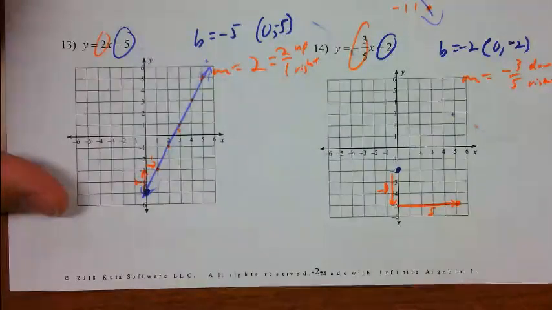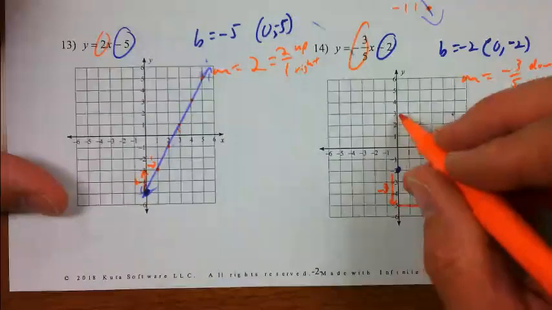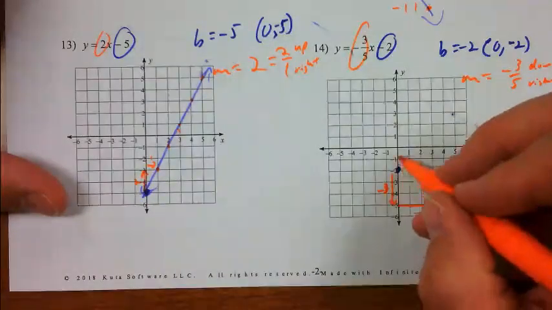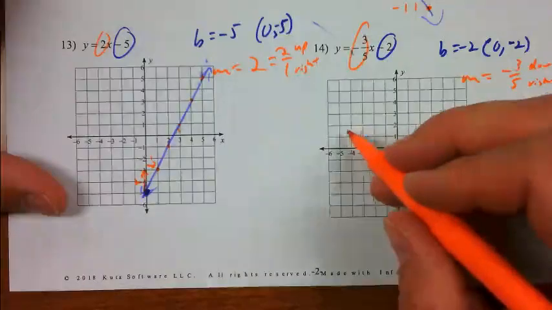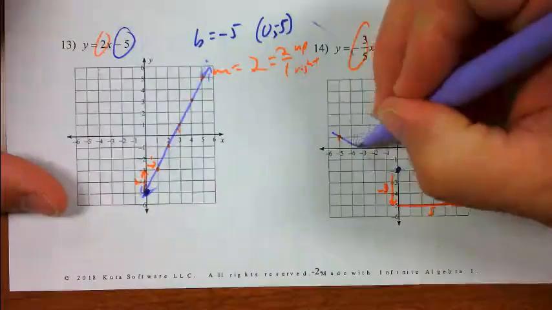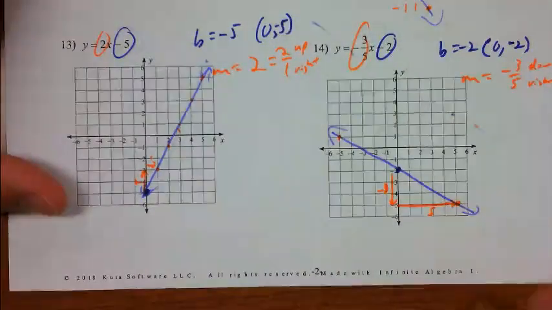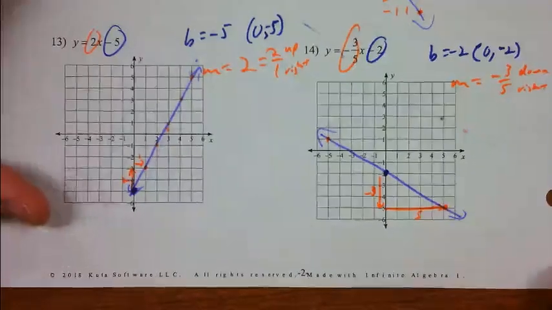You could also go up and to the left. So 1, 2, 3, 4. Oops, sorry, 3. 1, 2, 3. 1, 2, 3, 4, 5. Again, no matter which way you go, have the points, connect the dots, and you got yourself your graph. And that's it.